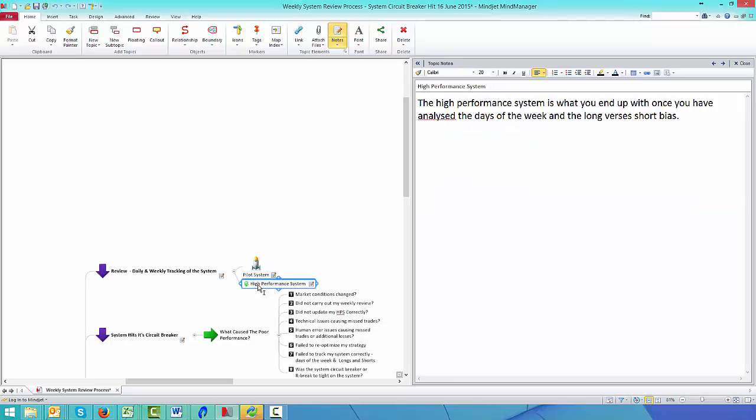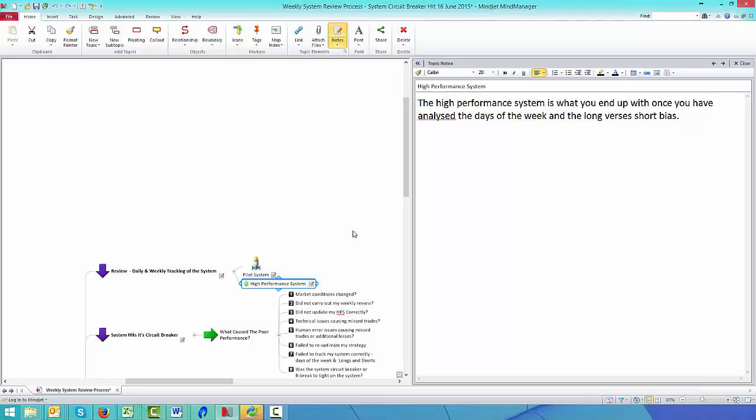So remember, the high performance system is just taking your settings and making sure that you're trading the best days of the week, times of the day, and you've got your best system put together for your live trading or your sim trading.